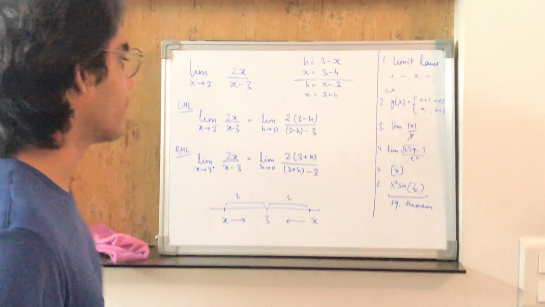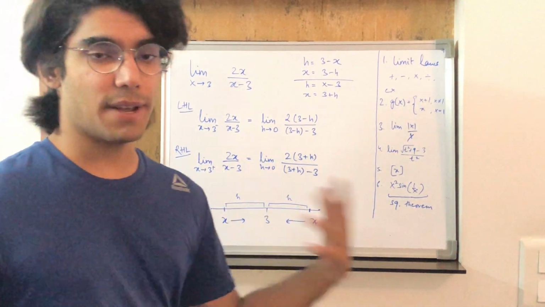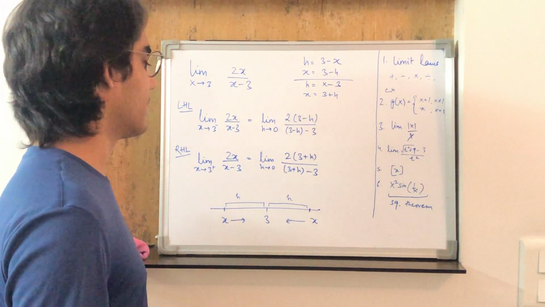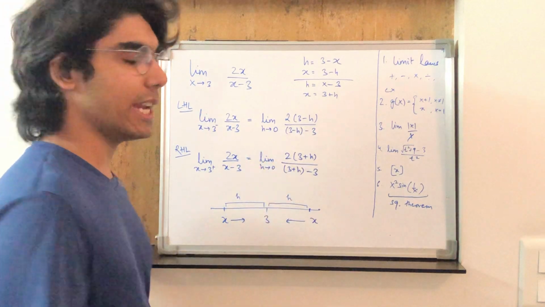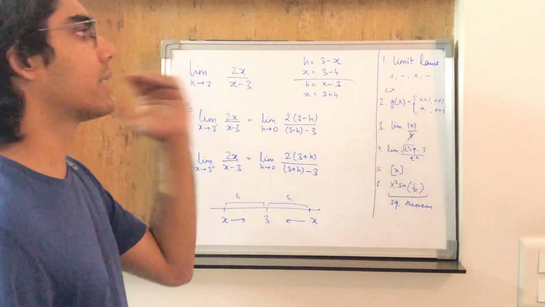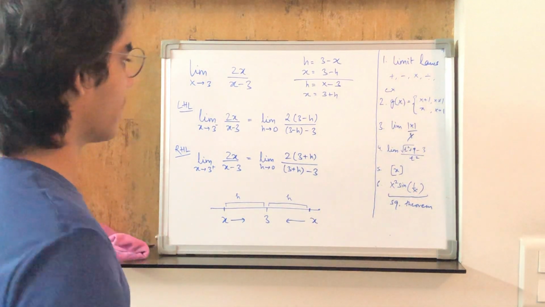2x over x minus 3, where for the left hand limit, x approaching 3 minus, I switched it with h tending to 0. I switched it with another variable. So before we get into limit laws, I just want to address that real quick.